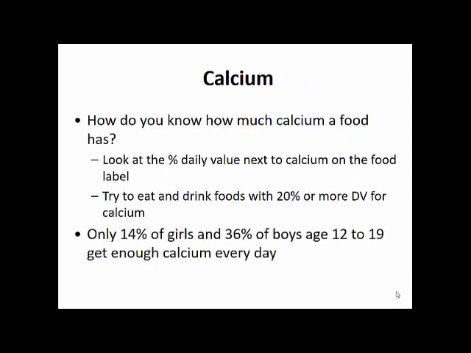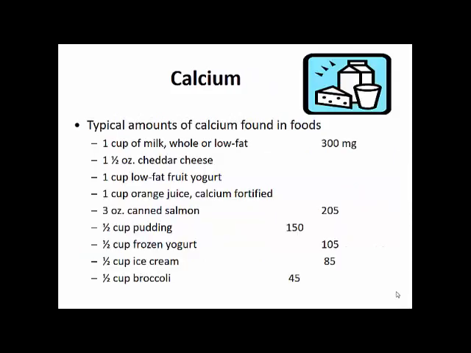Calcium. How do you know how much calcium a food has? Look at the percentage daily value next to calcium on the food label. Try to eat and drink foods with 20% or more DV for calcium. Only 14% of girls and 36% of boys aged 12 to 19 get enough calcium every day.